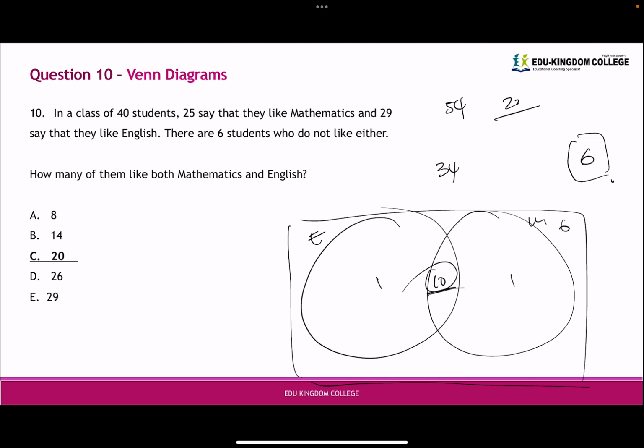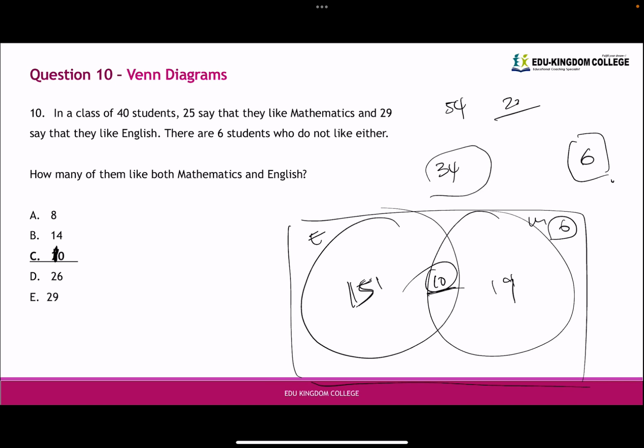So we have 10 in here, and we should have 15 and 19. So we should have 15 and 19, 10 in the middle. Does that add up? No, it does not. Oh, yes, it does. Sorry, it should add up to 34. So it does add up. So we have 15, 19, and then 10 in the middle. That should say 10, I believe, not 20.